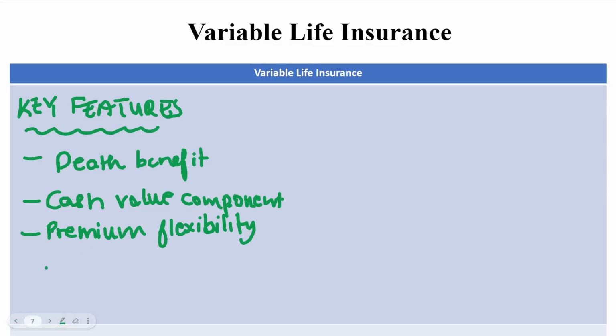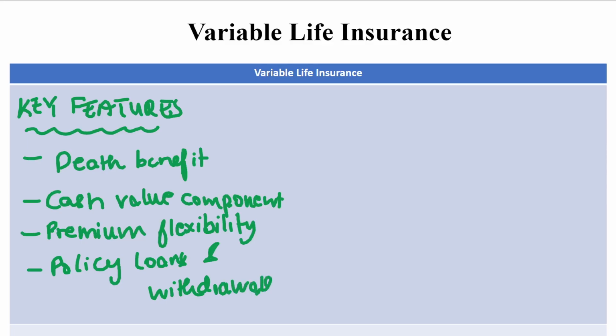Then lastly, we have policy loans and withdrawals. Policyholders can access the cash value through loans or withdrawals, which can be used for any purpose such as emergencies, education expenses, or supplemental retirement income. However, loans accrue interest and reduce the death benefit if not repaid, and withdrawals may reduce both the cash value and the death benefit. Now that is it for the key features.